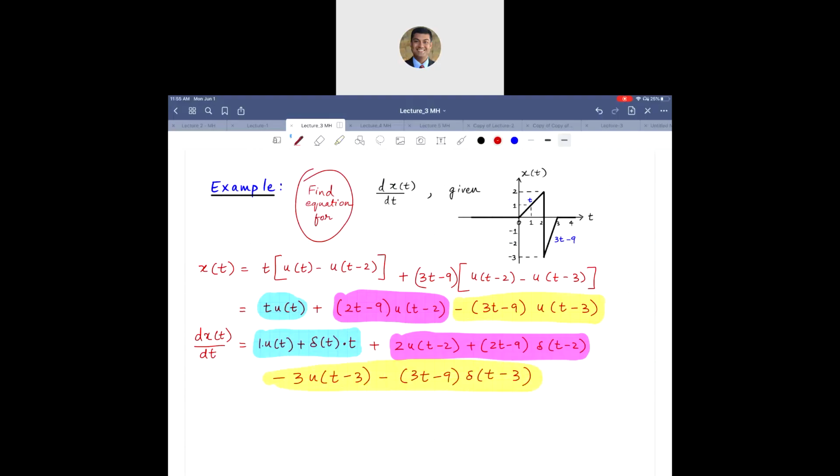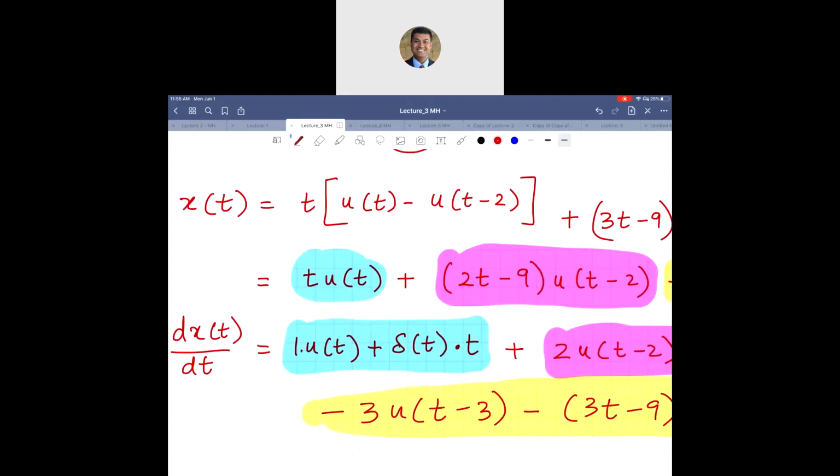Next is applying the properties that we have learned. Delta t multiplied by delta of t. So what is that going to be? Evaluating the function t at time 0. So this guy is going to be, let's see, 0.